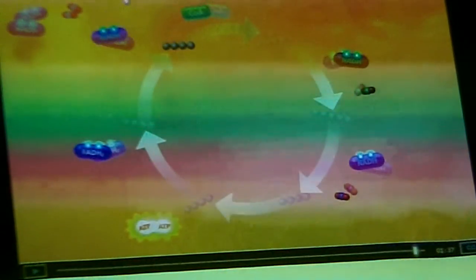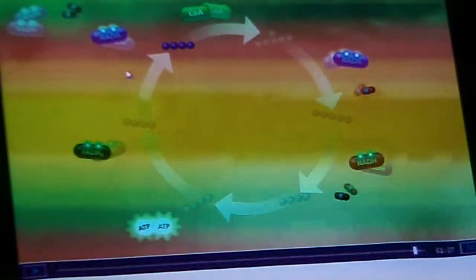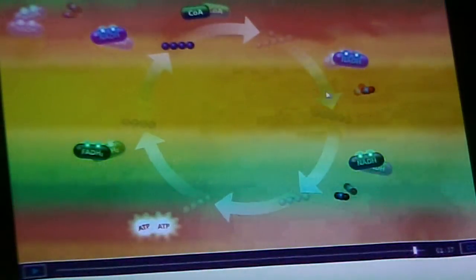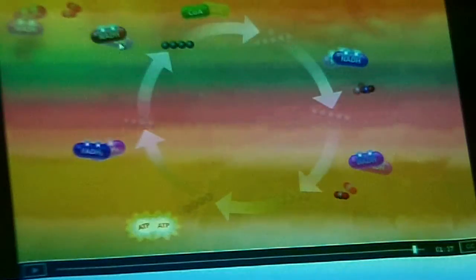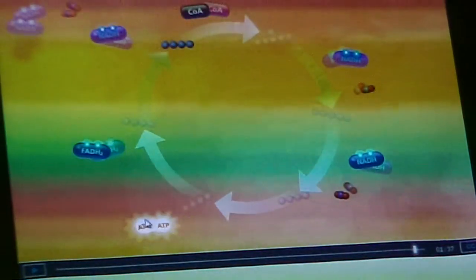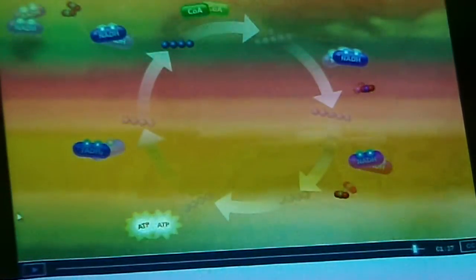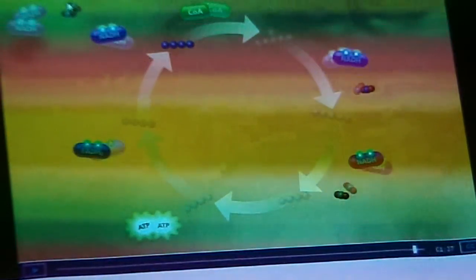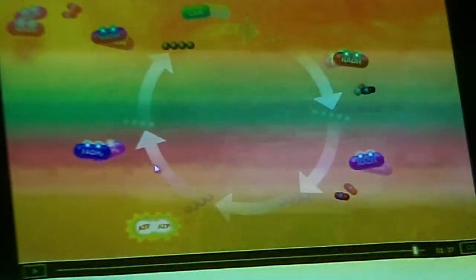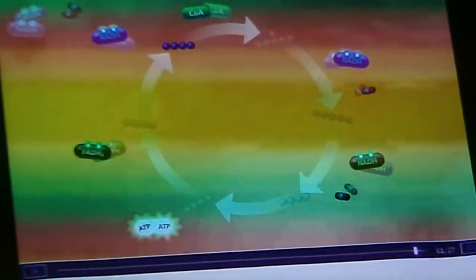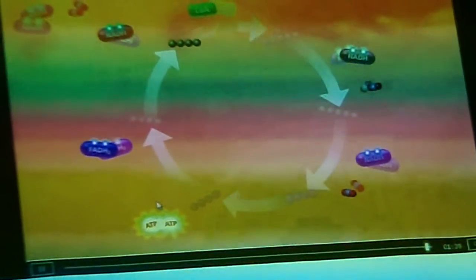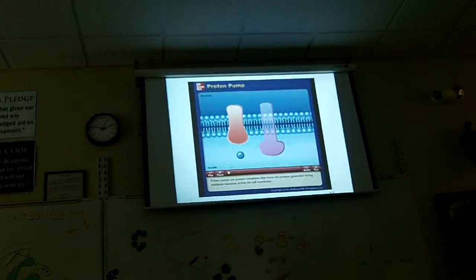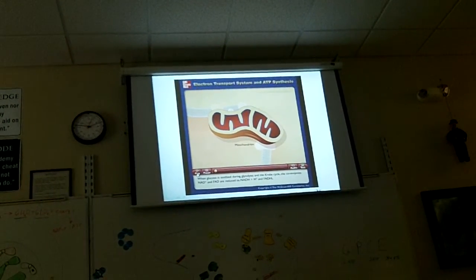So all we did was we took the acetyl-CoAs and broke them down in this cycle that I told you you didn't have to memorize. And we made 6 NADHs and 2 FADHs and some ATP. And we lost 1, 2, 3, 4, 5, 6 carbon dioxides total. Now let's look at their electron transport chain video.